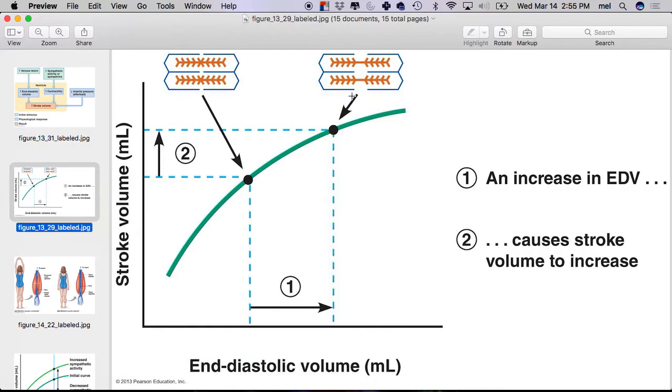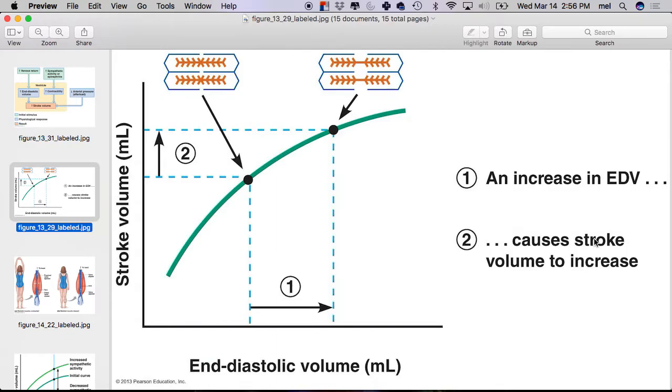So when it's stretched is actually when it squirts the best. Fill it up, it squirts better, is what it's saying, right? Does that make sense? An increase in EDV causes stroke volume to increase. This is not a nervous system stimulation. It's not hormonal. It's not paracrine. It's just mechanics, right? Stretch it, it actually contracts better because it has better access to cross-bridge cycling.